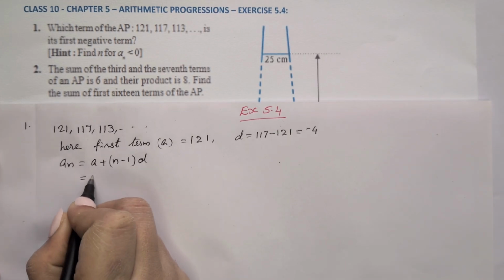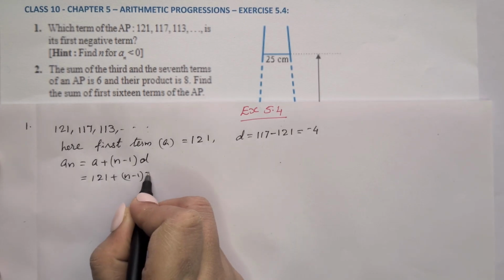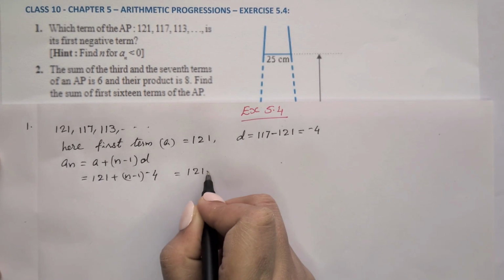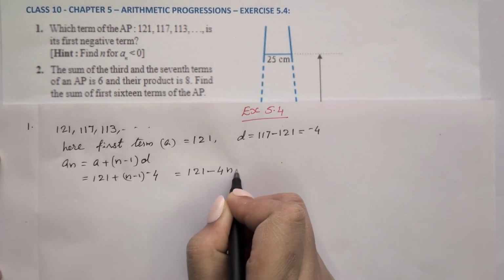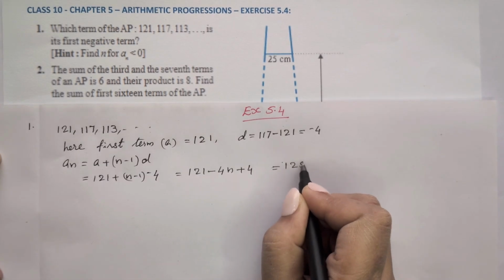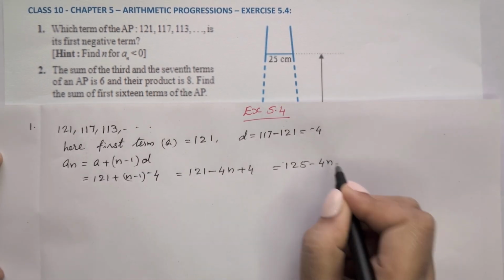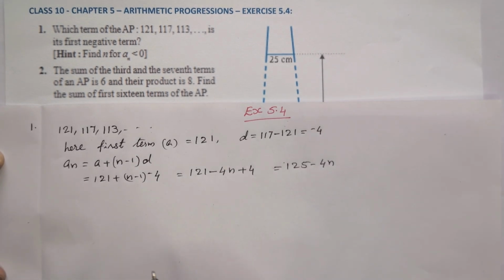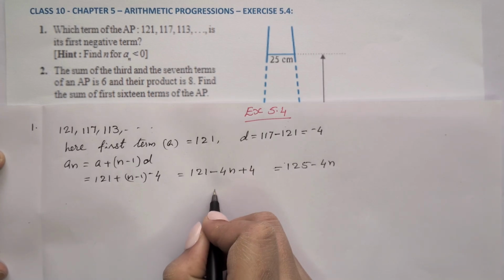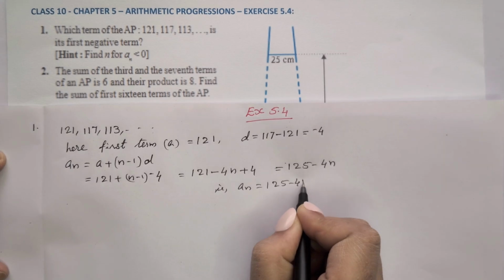Here a means 121 plus n minus 1, and d is minus 4, which is equal to 121 plus n minus 1 into minus 4. It will come minus 4n, and minus 1 into minus 4 is plus 4. Again that is equal to 121 plus 4, 125 minus 4n. We know that to find the first negative term, we are getting an is equal to 125 minus 4n.